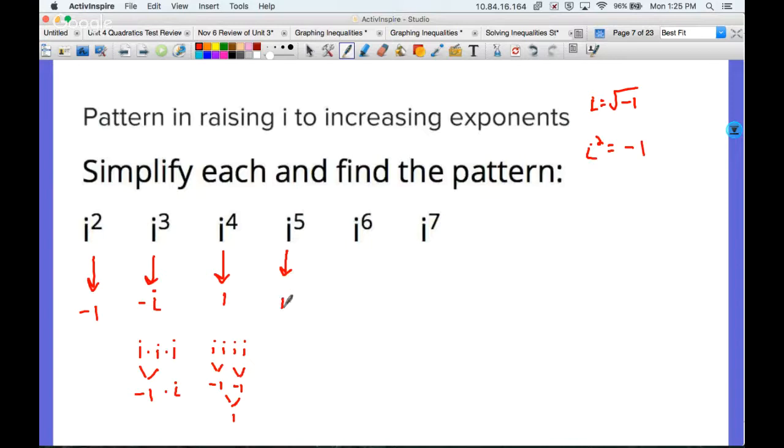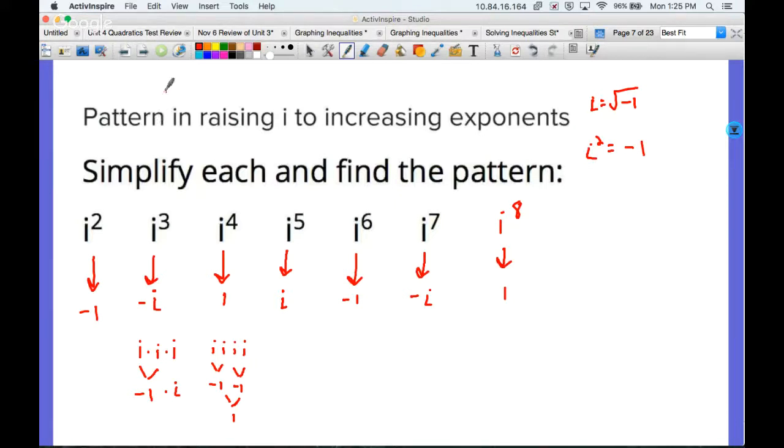And then by i to the fifth, we're back to i, and we can just repeat this. Now this is -1. This would be i to the eighth is +1, and so on.